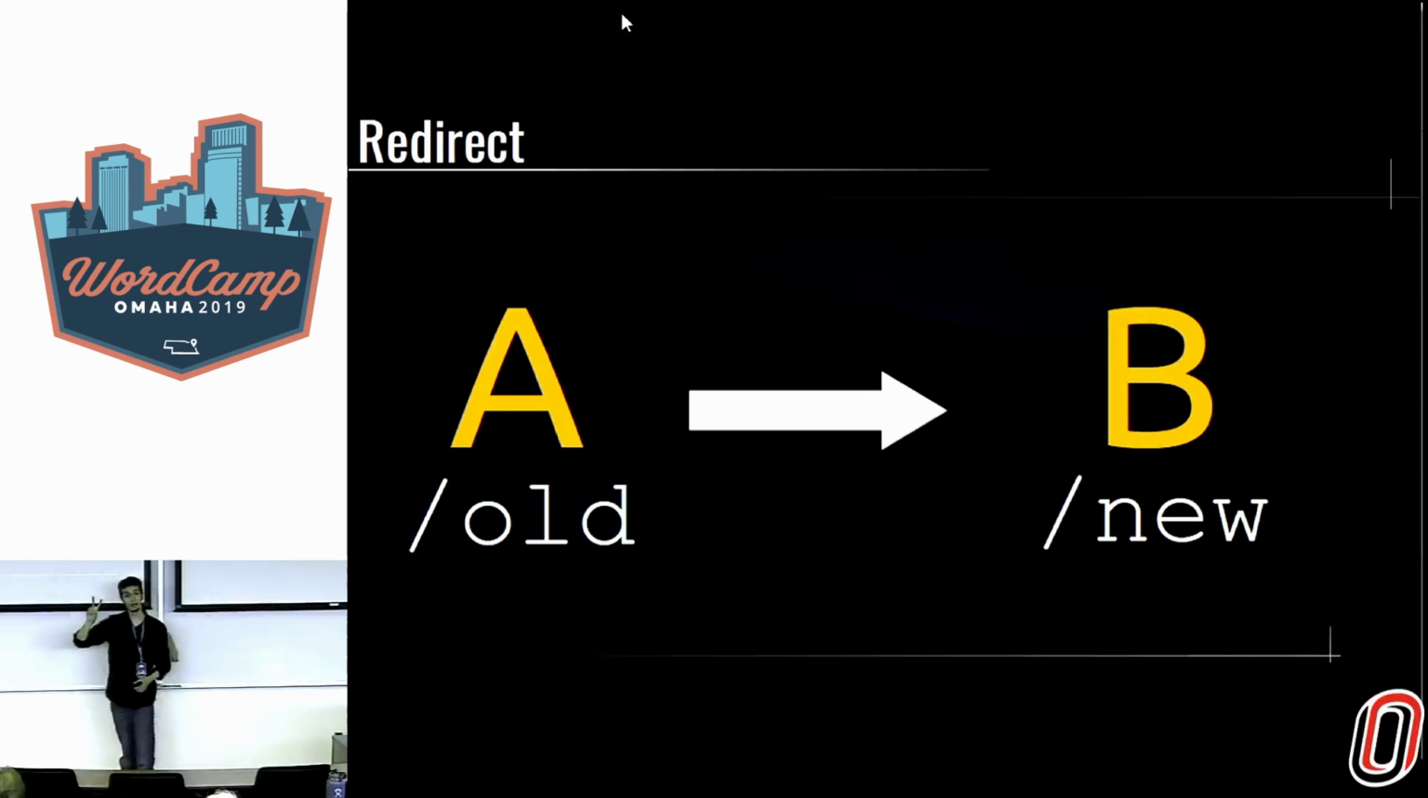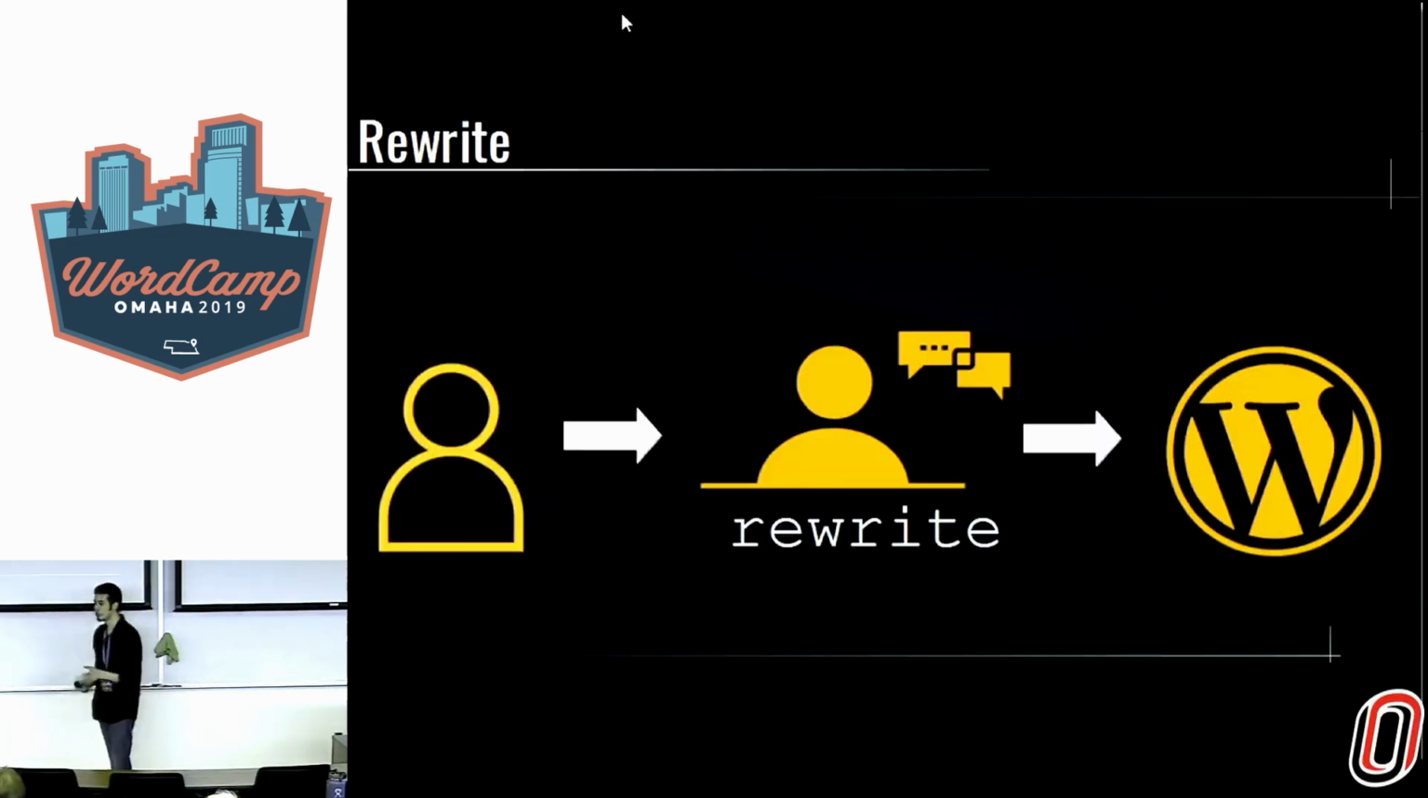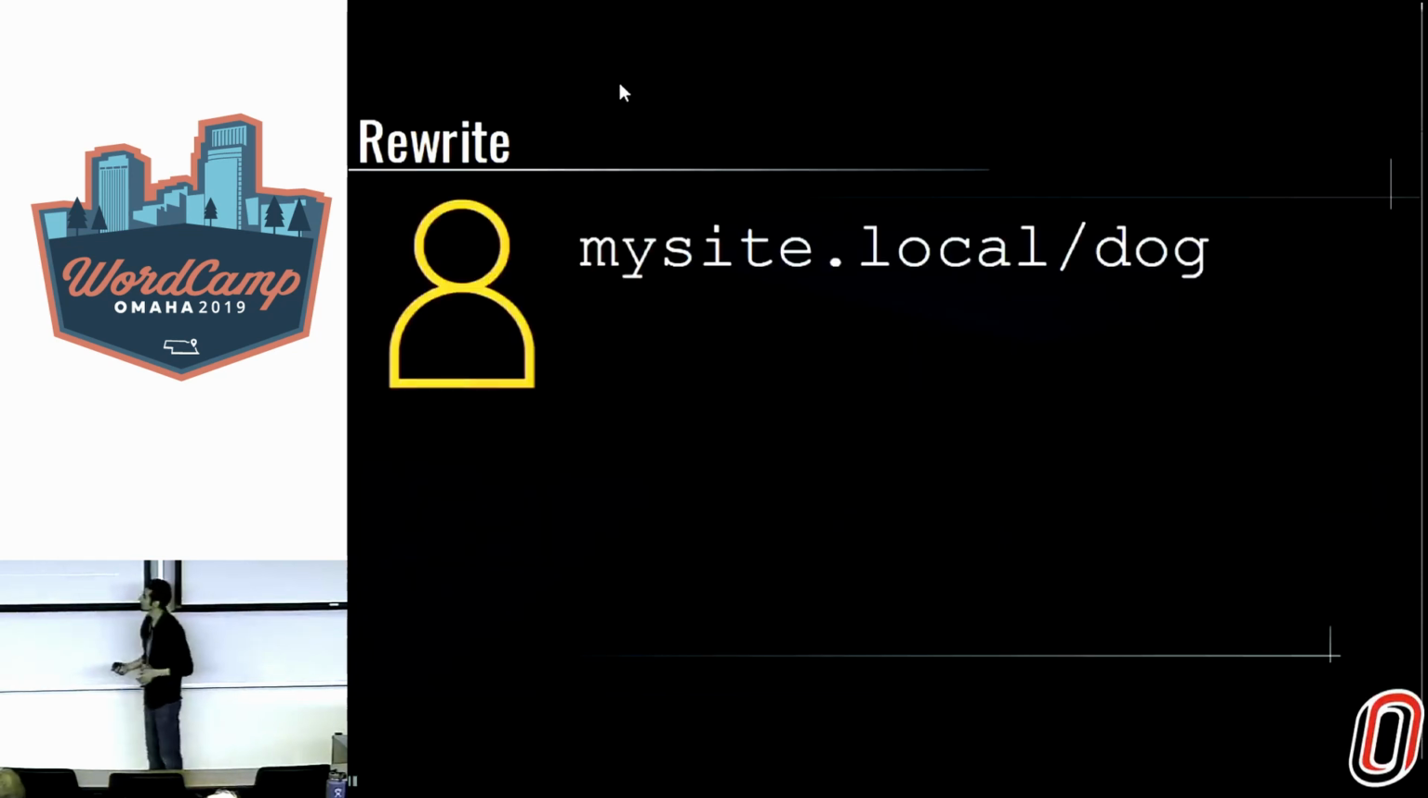So there are two requests, and the URL is going to change for the user. On their browser, they're going to see how it changes. That's a redirect. A rewrite only has one request, and the URL does not change for the user. So a rewrite is almost like a translation. The Rewrite API takes the user request and rewrites it into a format that WordPress can understand. Now let's take a look at an example.